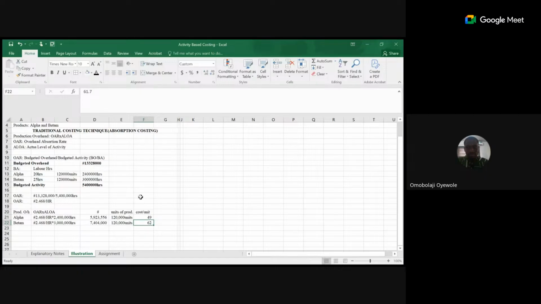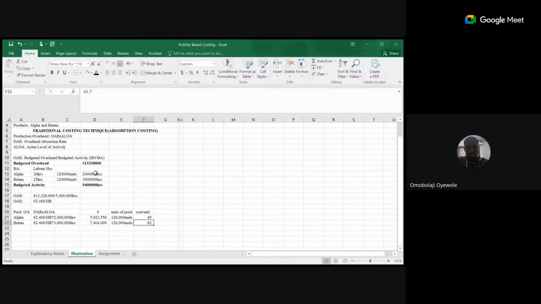Okay, so let's look at the next one, which is the activity-based costing approach. Let's go back to the requirement of the question. Requirement A(i) says use the traditional approach to determine the direct labor hourly rate for the company. So what's the direct labor hourly rate for the company?